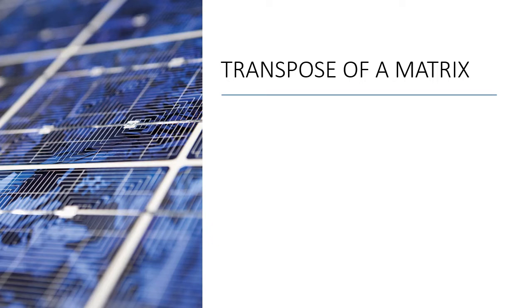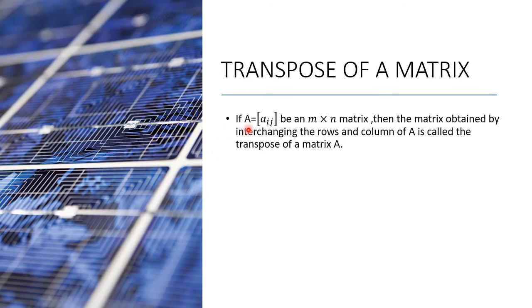Good morning, students. Today we are starting with the next topic of this chapter, that is the transpose of a matrix. Till now we have seen the addition, subtraction and the multiplication of the matrix. So let me see how to find out the transpose of a matrix. Let me see the definition first. If A = [aij] is an m cross n matrix, then the matrix obtained by interchanging the rows and the columns of A is called the transpose of the matrix.